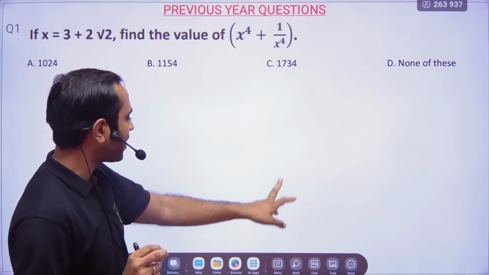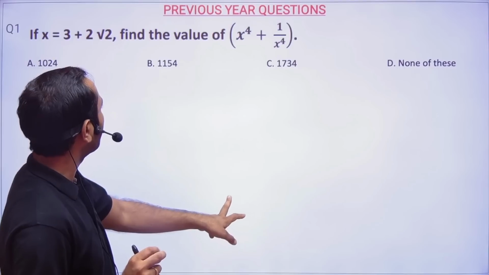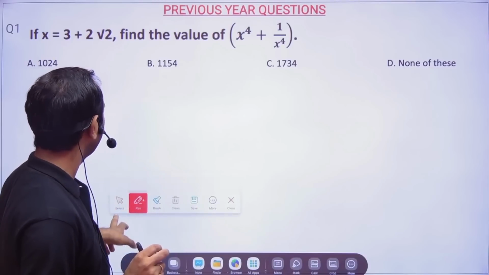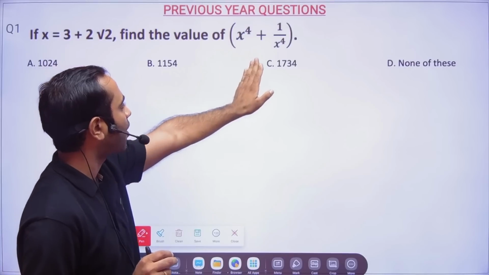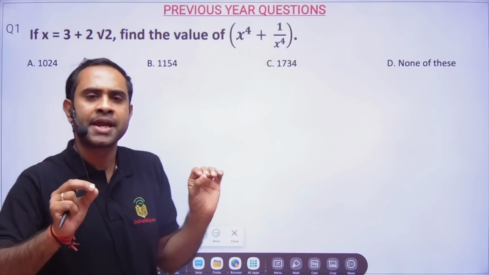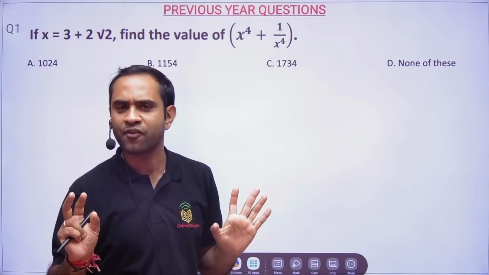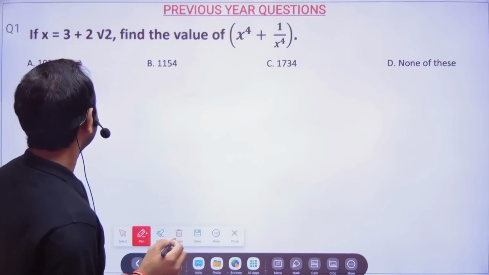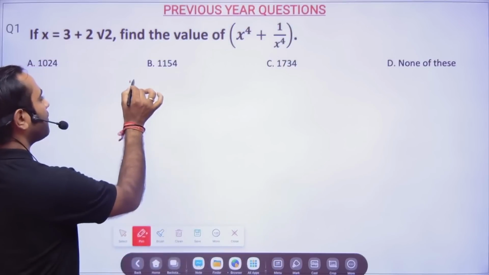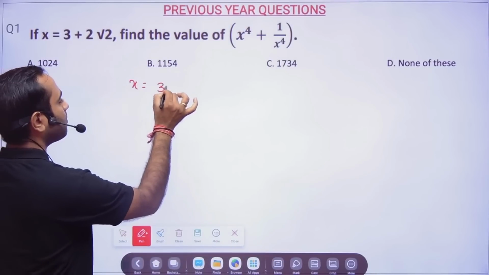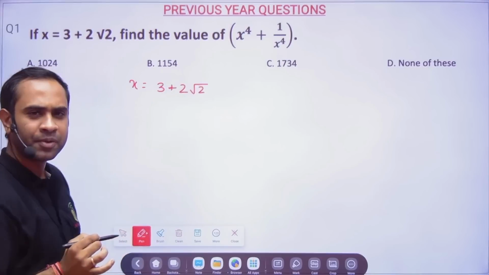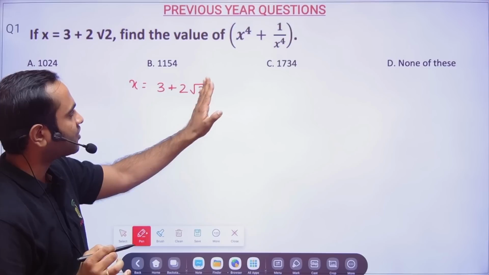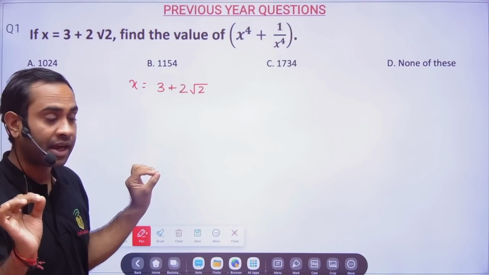Question number one is basically from the topic simplification, and here you have to find the value of x to the power 4 plus 1 by x to the power 4. TCS asks this kind of problem. Here we have x equals 3 plus 2 root 2. Friends, with this kind of question, before you attempt, you need to understand what has been asked. That is the first thing.